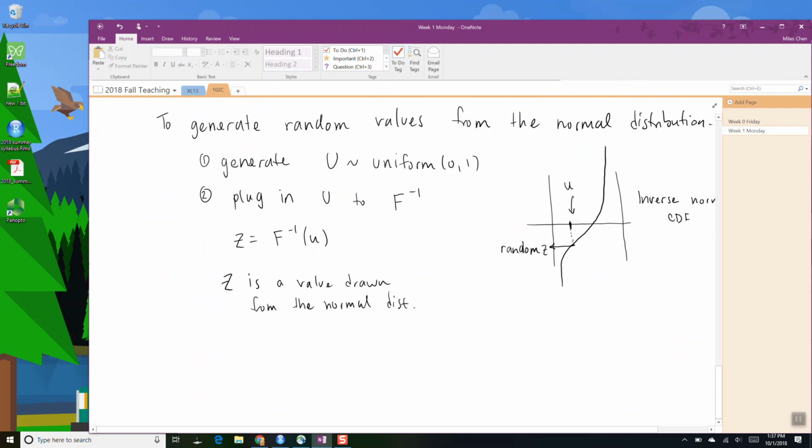So conceptually, it's very simple. All you do is you have the CDF, you invert it, and if you generate random values from 0 to 1 and plug them into the inverse CDF, you're going to get random values according to the probability density function that you want. And this is actually how R works. When you ask R for random normal values, it just generates random u's, plugs them into the inverse normal CDF function, and gives you random normal values.